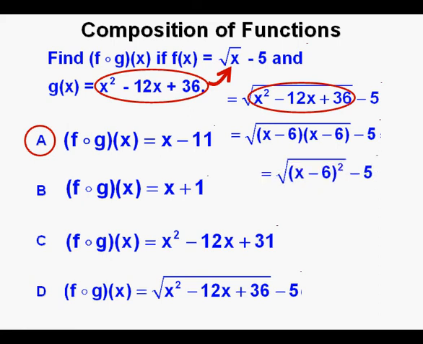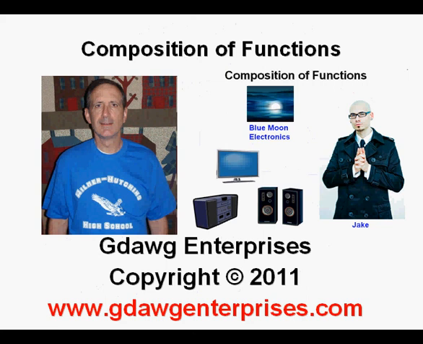And that can be rewritten as the square root of quantity x minus 6 squared with 5 subtracted from that. And since the square root and the squared cancel each other, we have x minus 6 minus 5, which simplifies to x minus 11, which is answer A. A lot of these problems come back to the skill of factoring at some level. This has been the composition of functions.